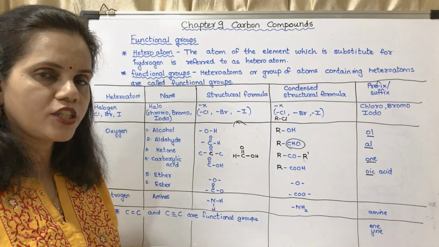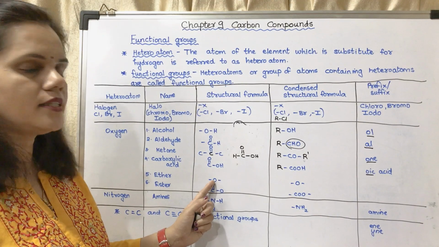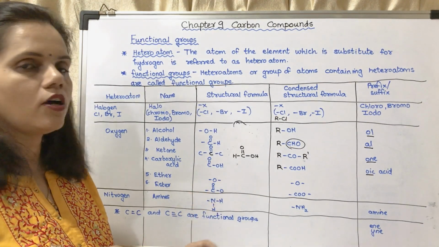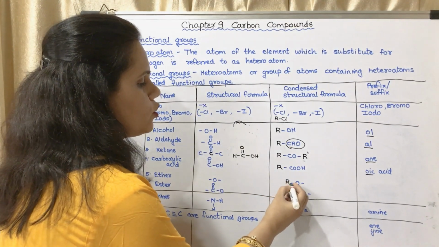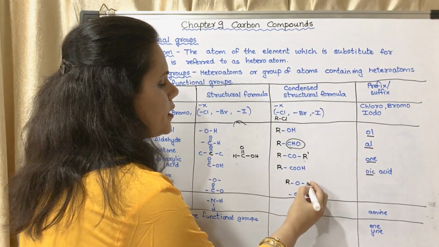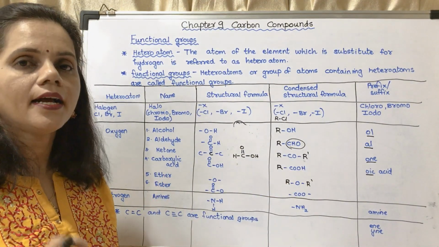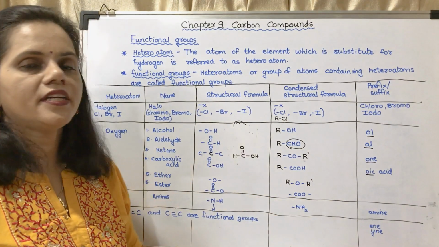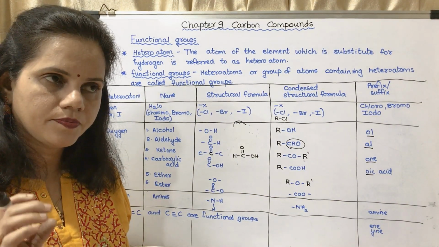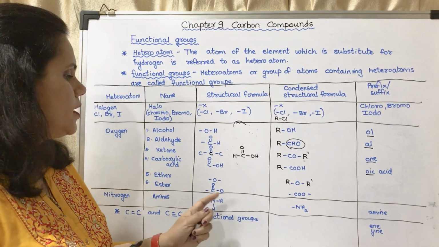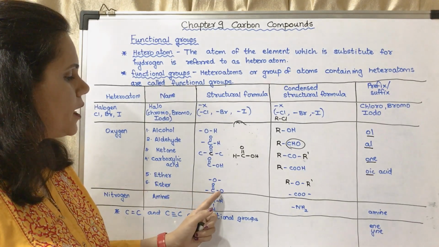Ether is another functional group with the heteroatom oxygen. In that case there is oxygen in the middle and C on both sides. Here it could be R of any number, and here it could be R dash of any number. So this makes an ether. The suffix names have not been given because it is given IUPAC names.